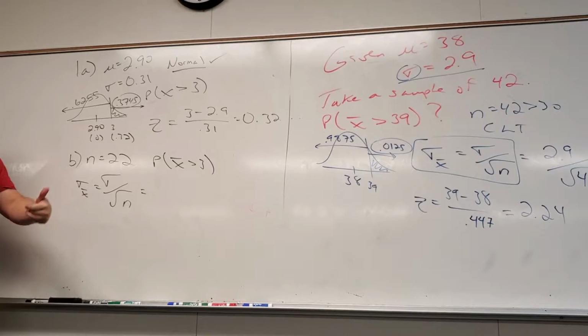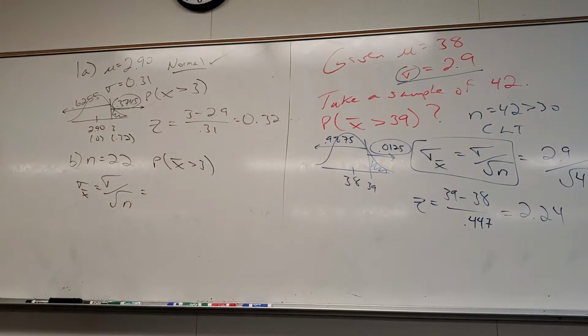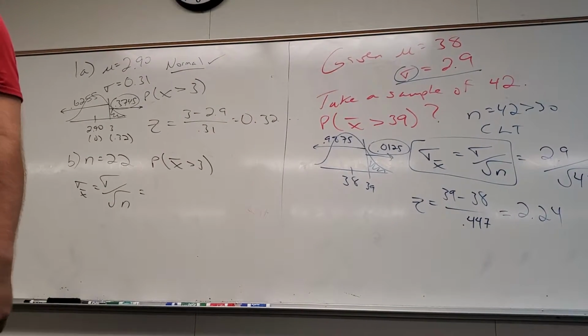Oh, you have to find the new standard deviation. I love it. So z-score is always divided by the spread. And on part B, the spread changes.